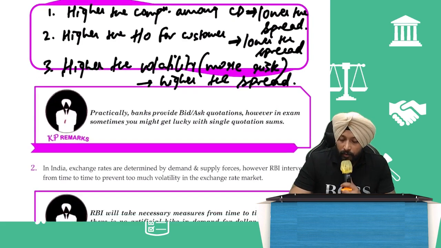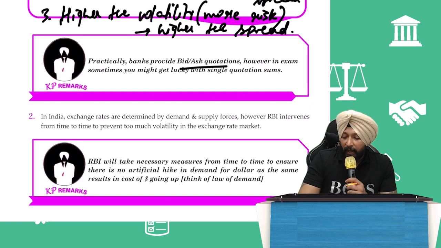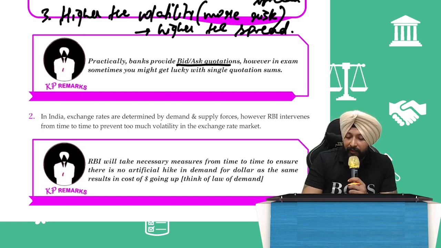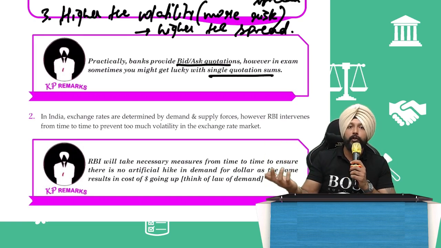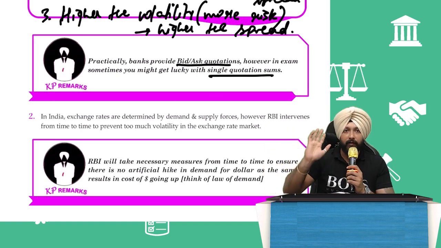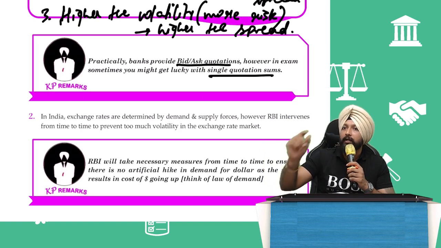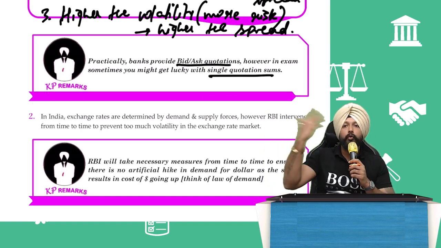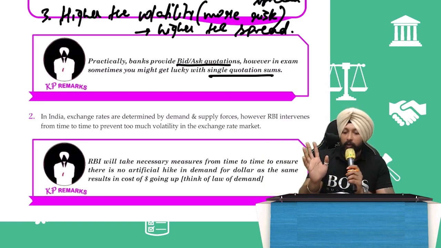Okay. Practically, banks will always provide you the bid-ask quotations, but sometimes in the exam, you might get lucky with single quotation sums. If you only get a single quotation, then it's good for you. Whether you buy the currency or sell the currency does not matter. You use that single rate. Some questions in the exam have come in the past where they give you only one rate, rupee per dollar 83. So you don't have to apply your brains about what the buy rate is and what the sell rate is. Okay.